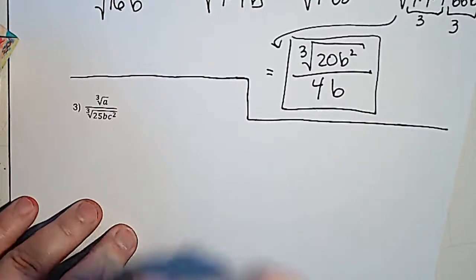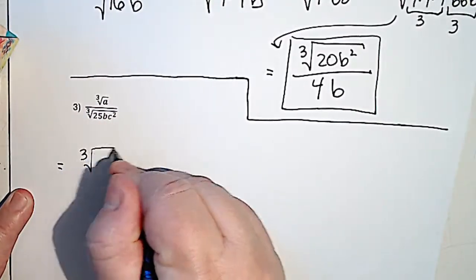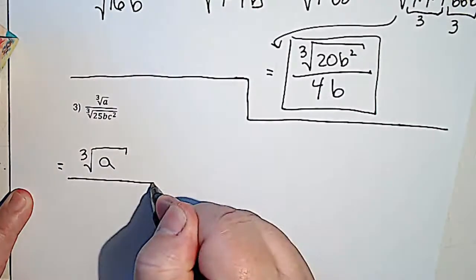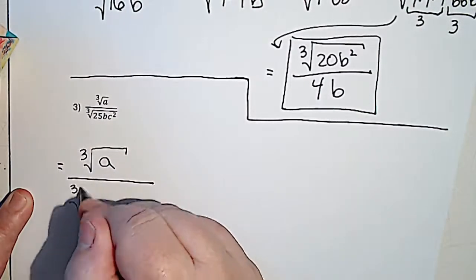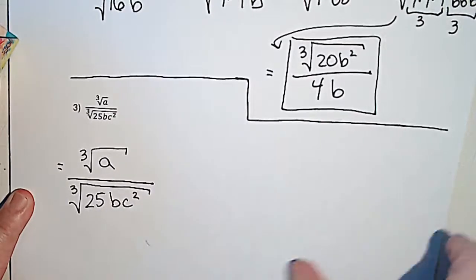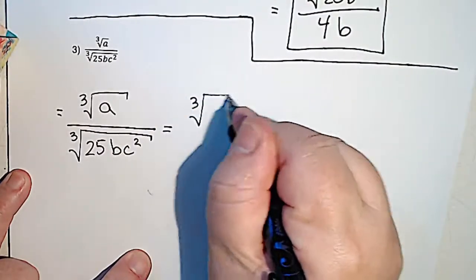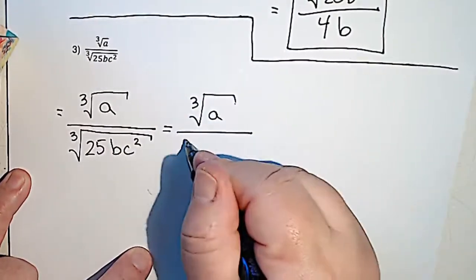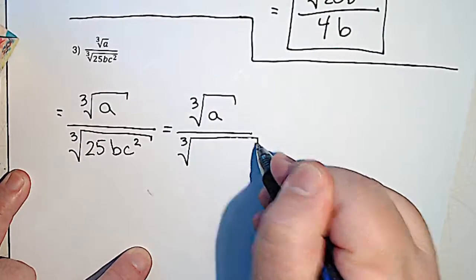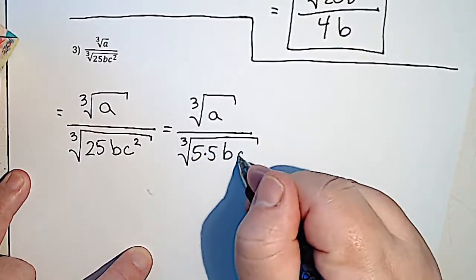Okay, I've got another cube root bear. So let's see, I've got the cube root of a on top and the cube root of 25bc squared. So again, just like with bear math, I got 5 times b times c times c.